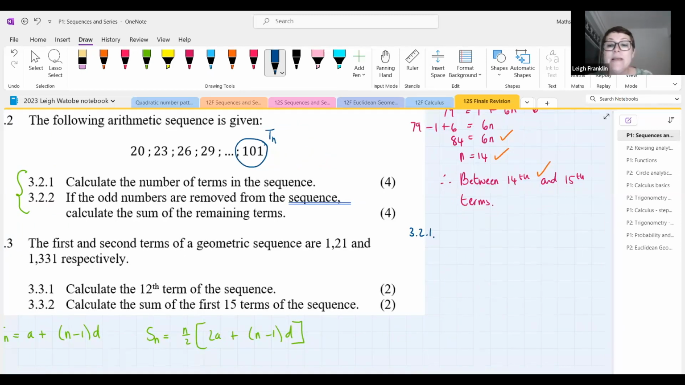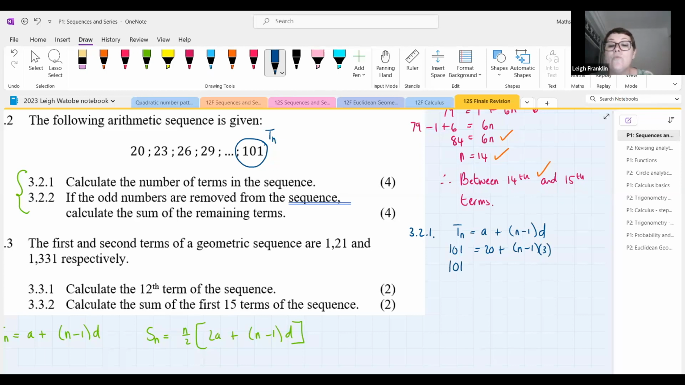Okay, so TN is equal to A plus N minus 1 D. So 101 is the nth term of the sequence. The first term is 20. And we are trying to calculate the number of terms in the pattern. And we see there's a difference of 3 between the terms.